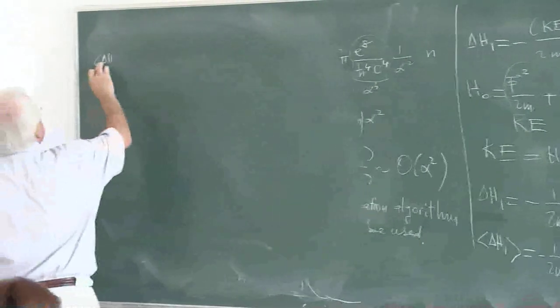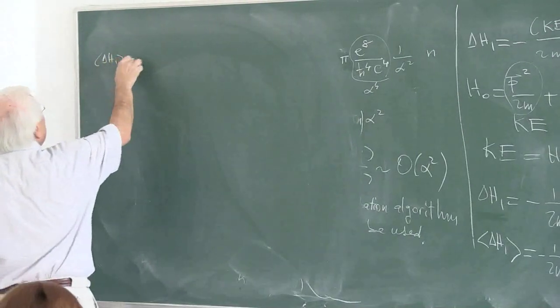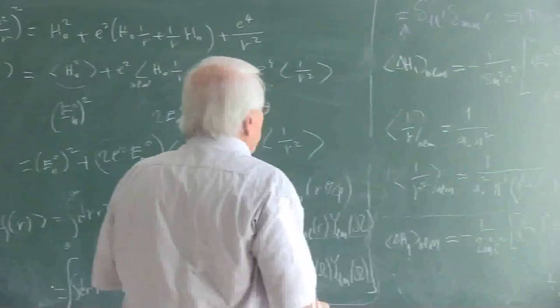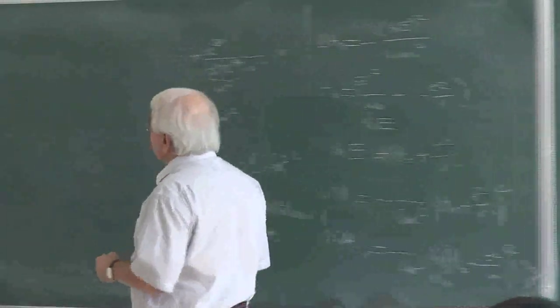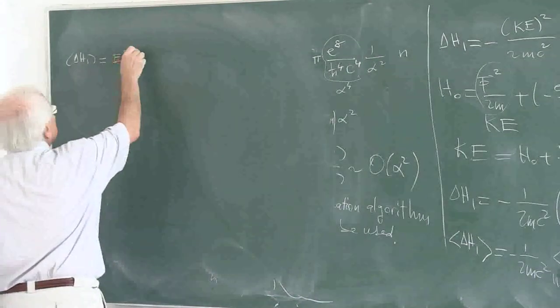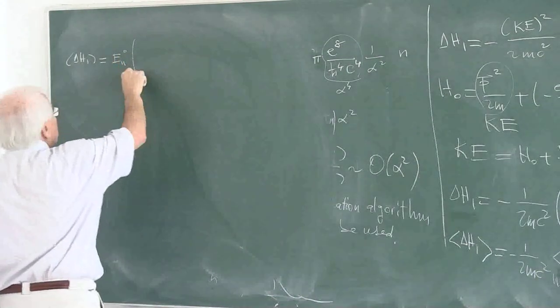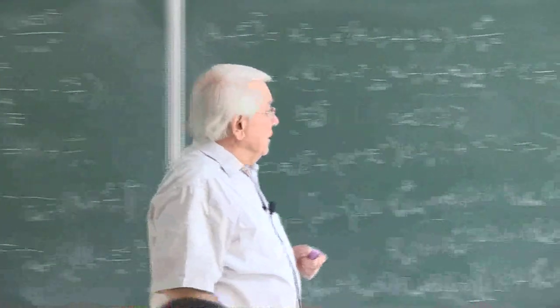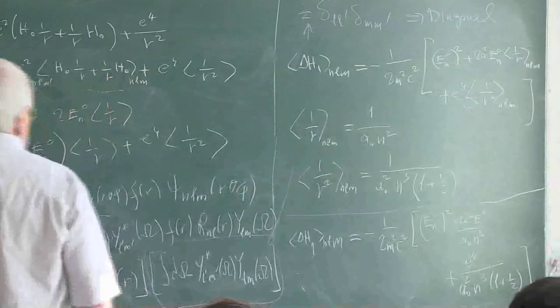Delta H1. The first term has en 0 squared. So let me take en 0 as one of the factors out. And then what is remaining inside, I will have a minus en 0 divided by 2m squared c squared.